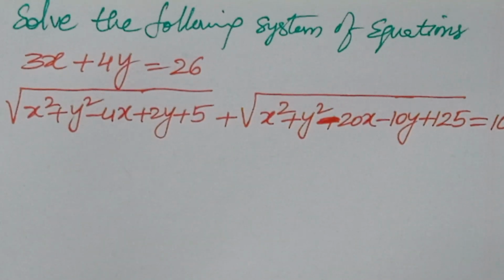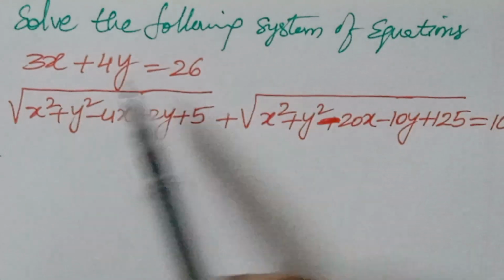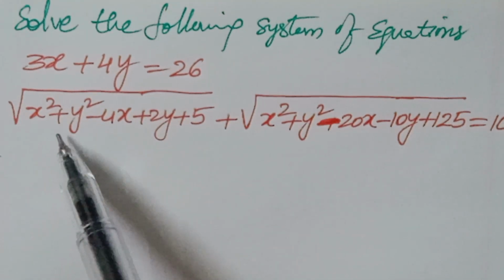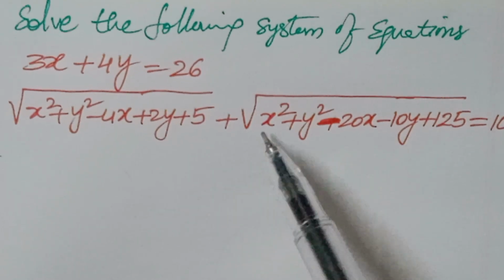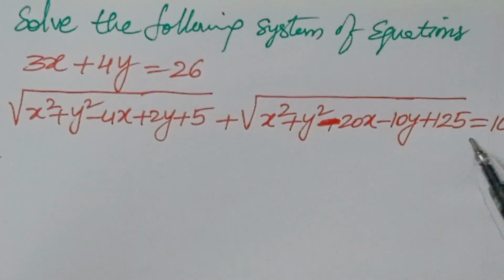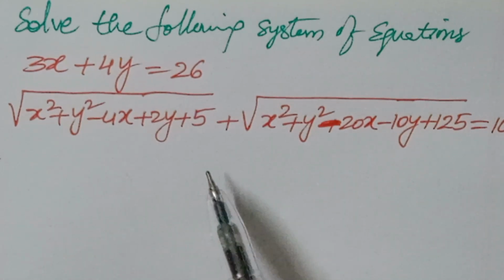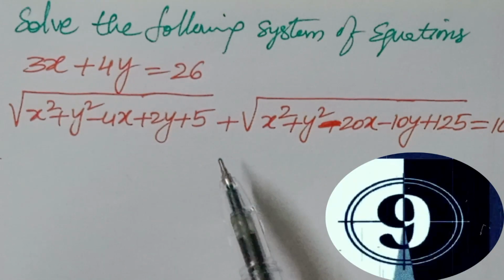Today we are looking at one Olympiad problem. The question is: solve the following system of equations: 3x plus 4y equals 26, and square root of (x square plus y square minus 4x plus 2y plus 5) plus square root of (x square plus y square minus 20x minus 10y plus 125) equals 10. Some logic is there, that's why this problem is selected. Before starting the problem, pause the video for 10 seconds and try it.